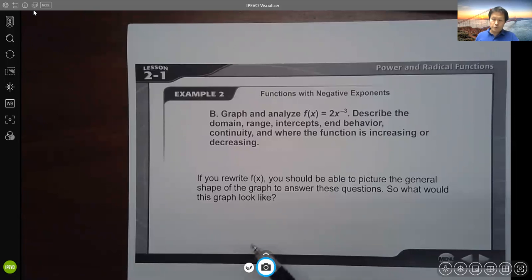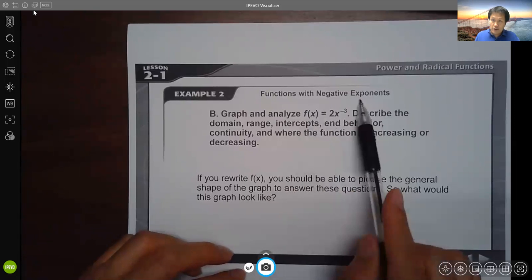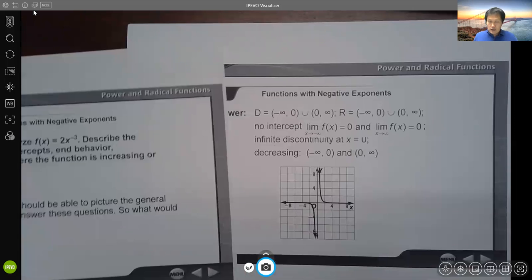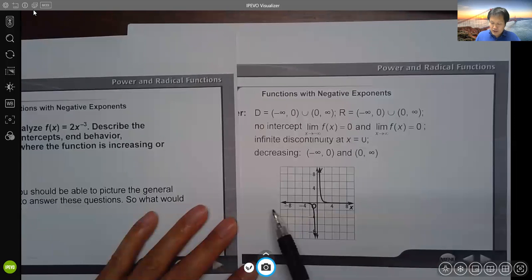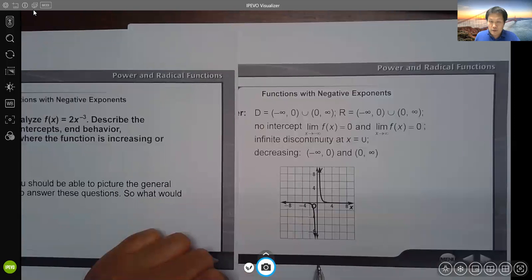Okay, so I ask you to pause this, try it. You should graph this using a graphing calculator. Then your graphing calculator would look something like this. Then you are looking at the domain. What is the domain? Same thing.